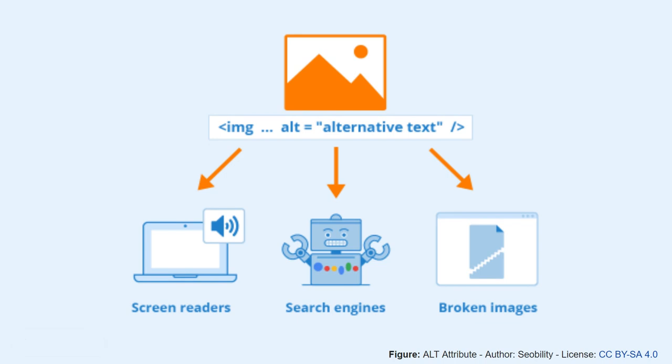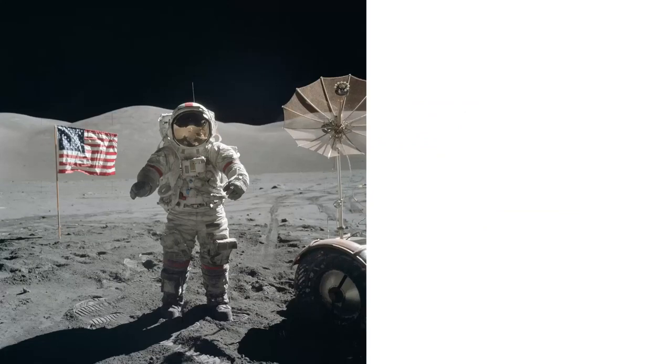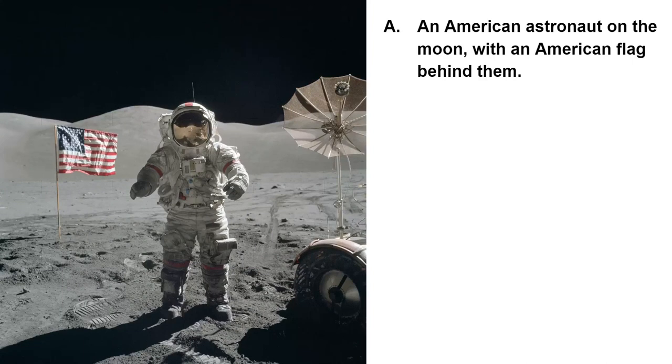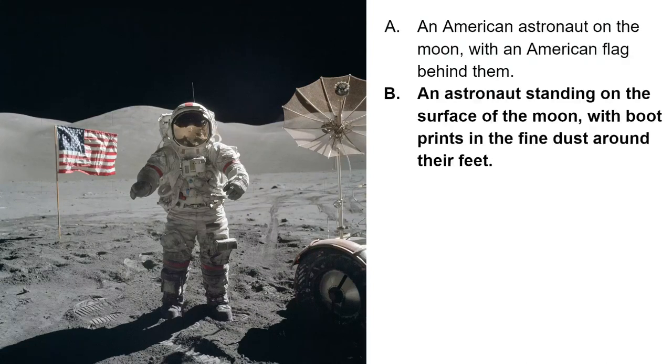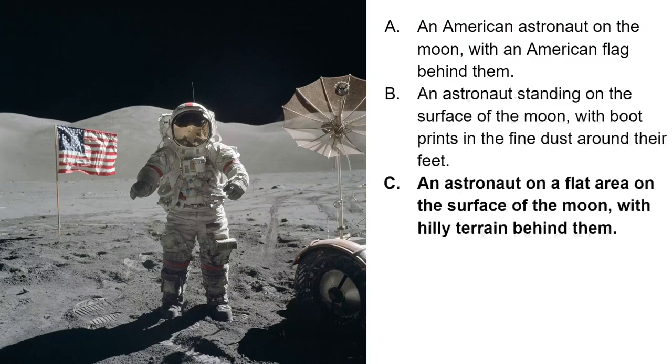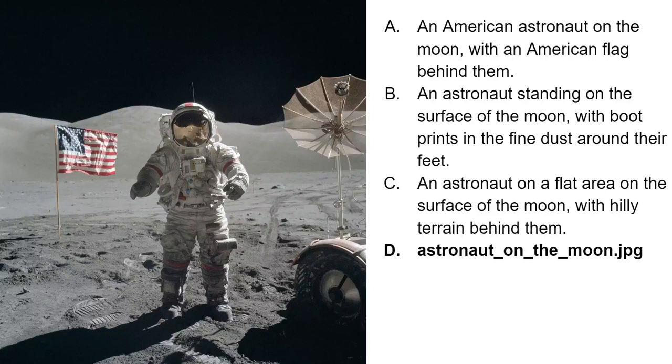What should you write for alt text? Let's consider this image. Which of the following would you consider to be the best alt text for this image? An American astronaut on the moon with an American flag behind them. An astronaut standing on the surface of the moon with boot prints in the fine dust around their feet. An astronaut on a flat area on the surface of the moon with hilly terrain behind them. Astronaut on the moon.jpg.